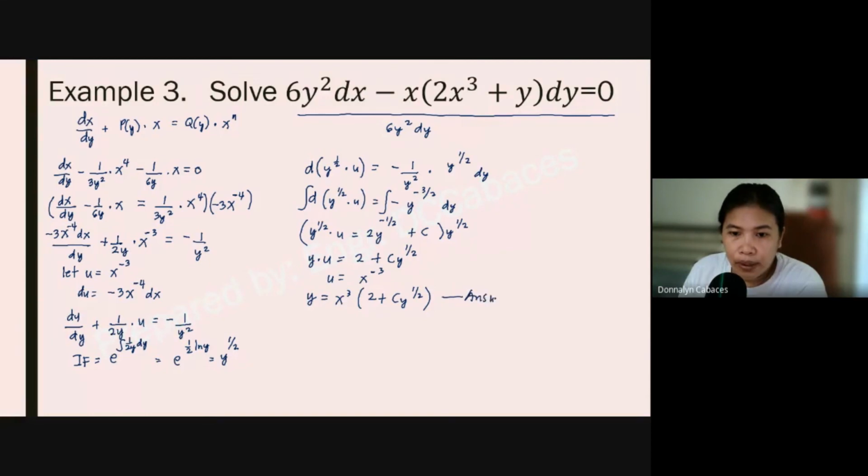And this is now the answer or your solution to the differential equation given, which was found to be a Bernoulli equation in a dependent variable x.